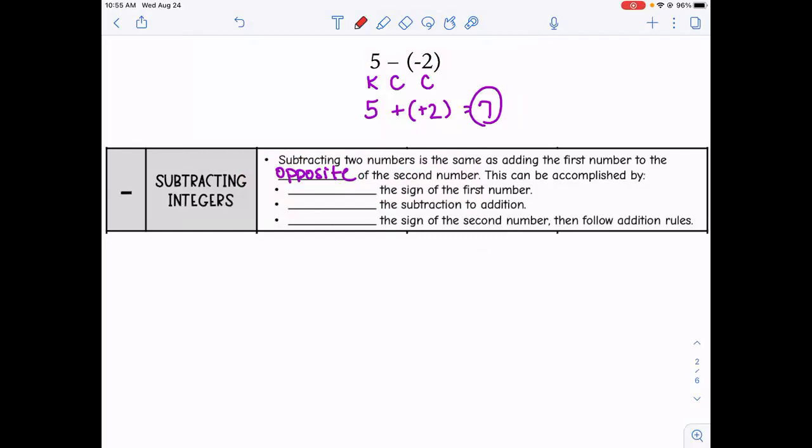We're going to write down our keep, change, change. We are going to keep the sign of the first number. We are going to change the subtraction to addition. We are going to change the sign of the second number to the opposite. So you'll see me write KCC for keep, change, change. Okay, like when I'm doing like an answer key, I'll write KCC, keep, change, change, just as kind of a reminder for you. Okay, you okay with that, Brady?